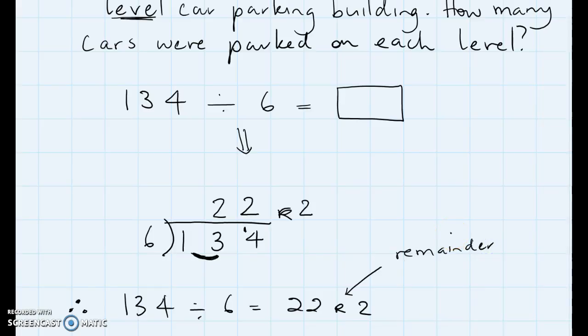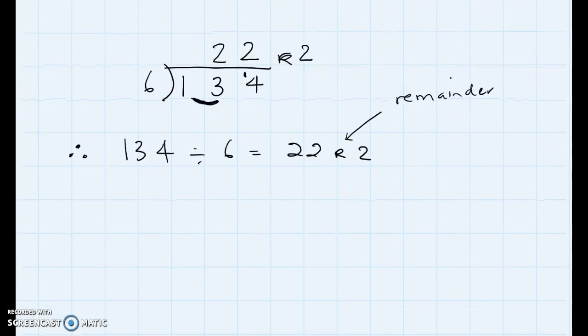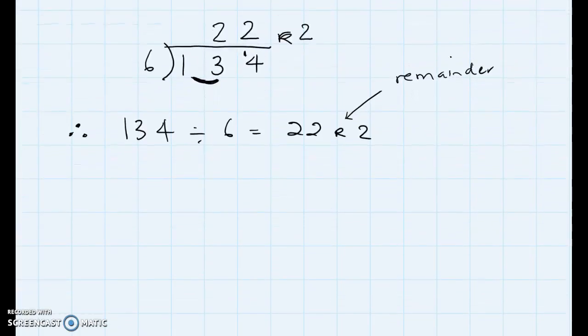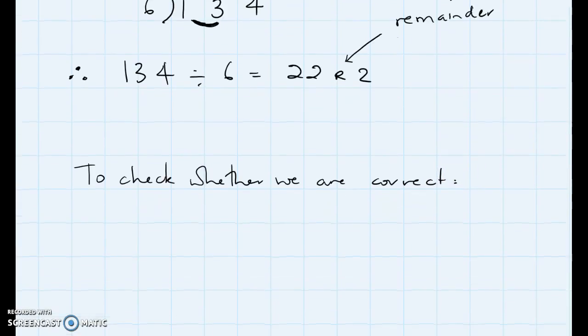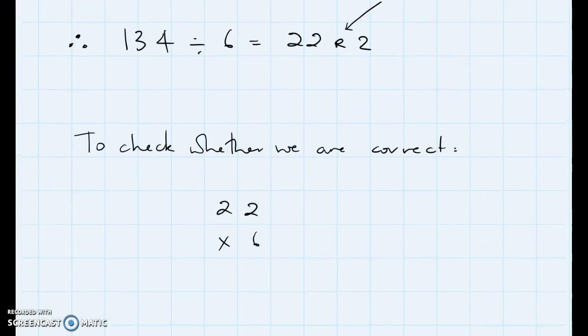Okay, let's see if we're right. Remember, the opposite of division is multiplication. So let's go, 22. Okay, to check whether we are correct, we go 22 times 6.